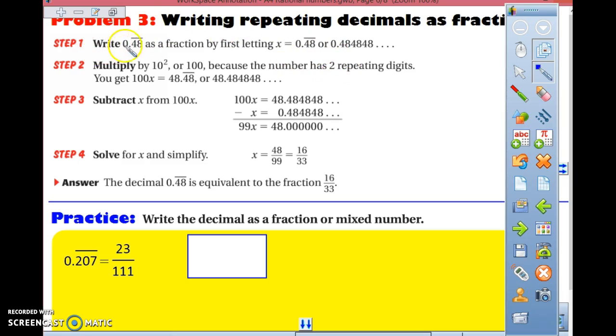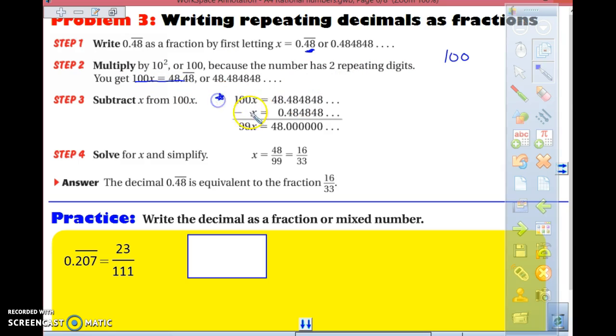So let's take a look at an example. 0.48 repeating. Step 1 would be to write this as a fraction by first letting x equal 0.48 repeating. Then what we're going to do is, because there's 2 decimal places, which would mean there'd be 2 zeros to get that to come over on the one side, we would multiply by 100 because there are 2 repeating digits. So then we get this statement here.